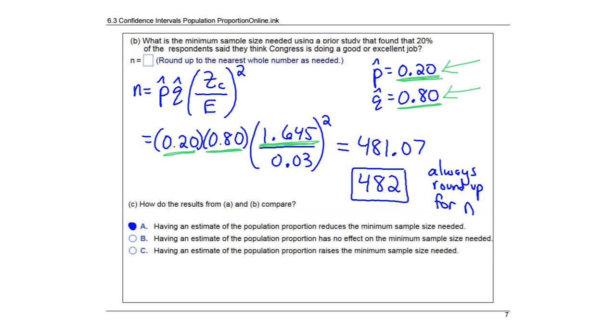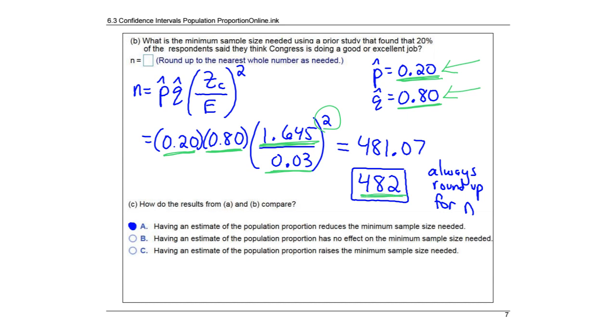And finally, we're going to put the margin of error of 3% in the bottom, square that. We get 481.07. And so we're going to round up, because even though we're just a little bit past the 481, we're going to go ahead and jump to the 482.